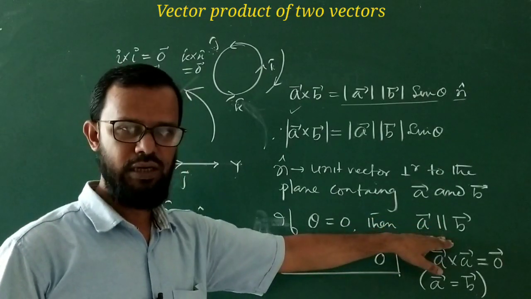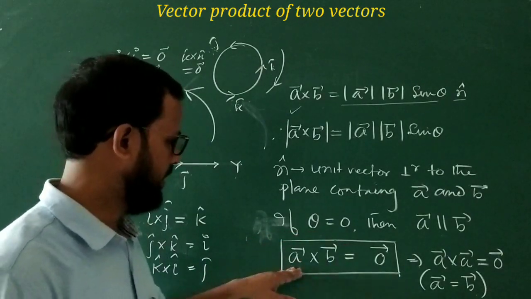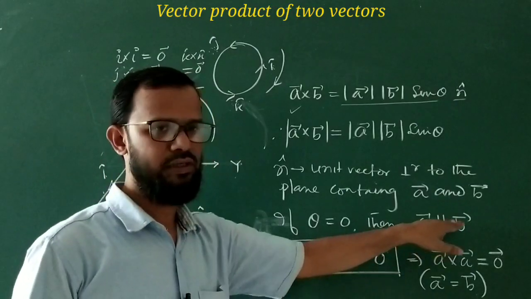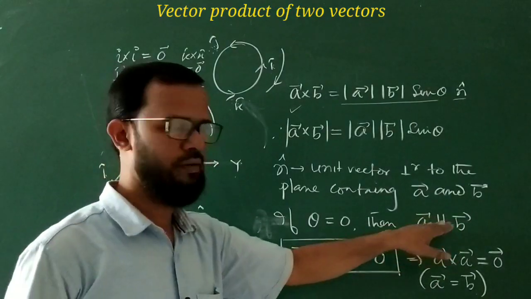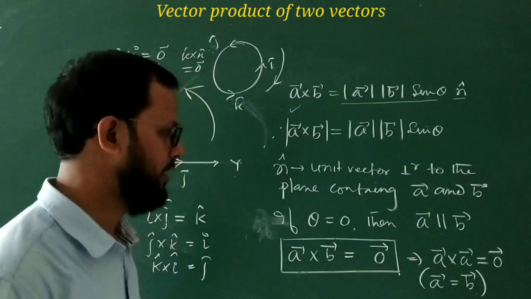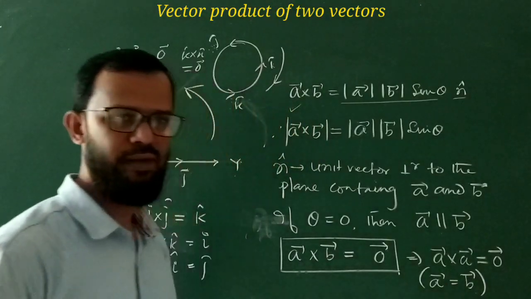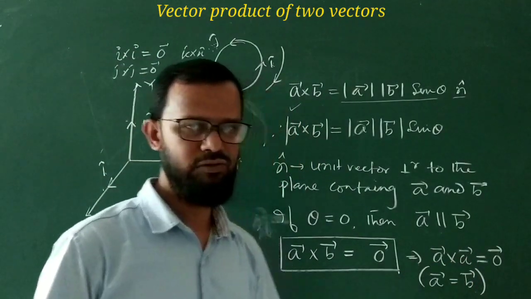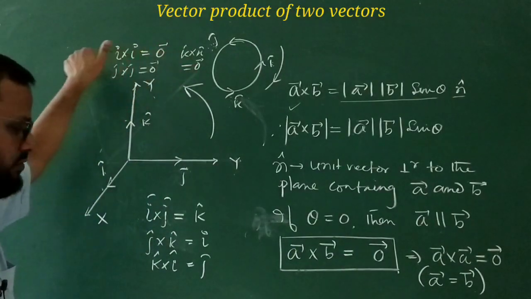If two vectors are parallel, what will be the angle between them? 0 degrees. Then A cross B equals 0. A cross B equal to 0 means both the vectors are parallel. And if the vectors are the same, both vectors are same, then A cross A equals 0. From this we can get all the relations like that. It is equal to 0.